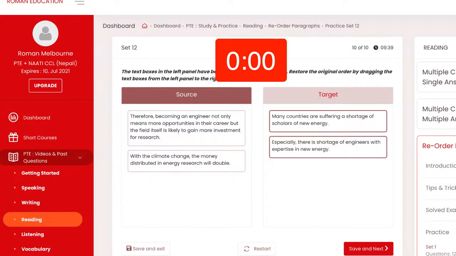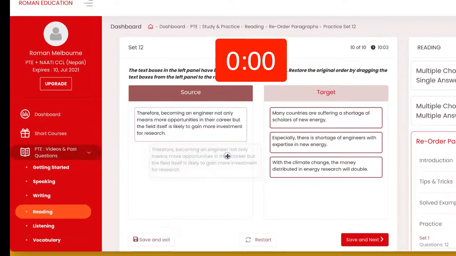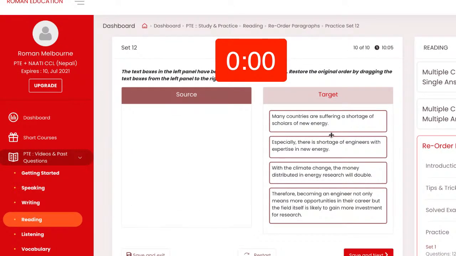Anyway, going back to our question, I hope you have had enough time to think about which one is the last sentence now. The last sentence here is, therefore, becoming an engineer not only means more opportunities in their career, which is because there is shortage of scholars of new energy, but the field itself is likely to gain more investment for research, which is because the money spent on this sector will double. So you can see that the last sentence, which is the conclusion, is the result of whatever was mentioned before.